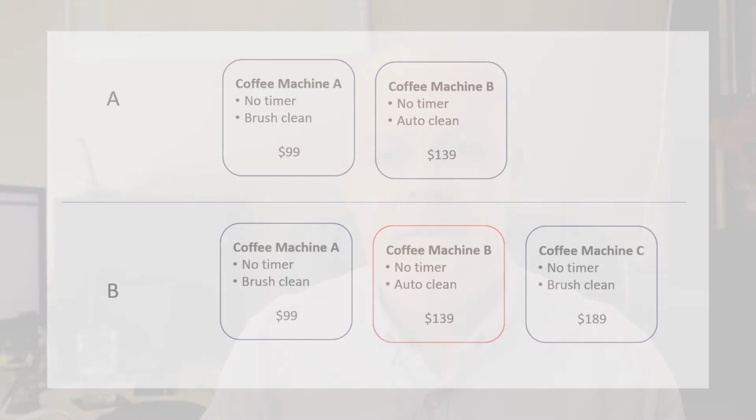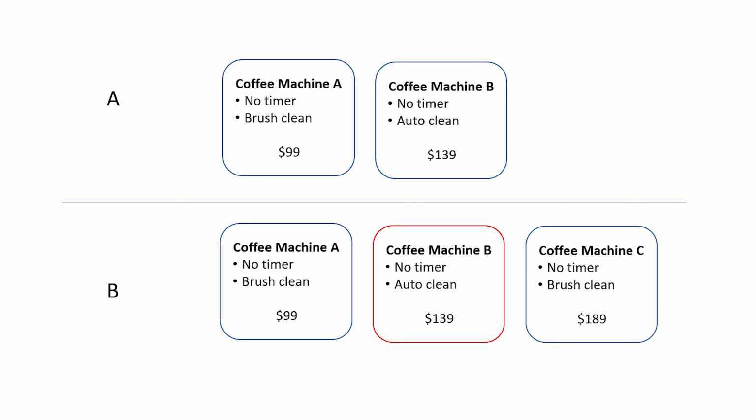Now this on its own works, but we can add fuel to this to emphasize its effect by adding product attributes. This is especially useful when you've got competitor products. You can position your product in line with competitor offerings based on what attributes you're offering. So we've got the same deal. We've got scenario A where we've got coffee machine A, $99, coffee machine B, $139. We've got attributes here. Coffee machine A has no timer and you have to clean it yourself with a brush. Coffee machine B, you've got no timer, but it's got auto clean feature, hence the higher price.